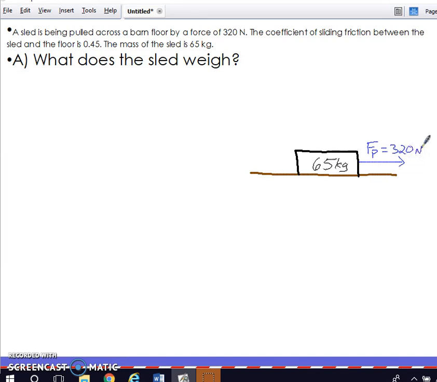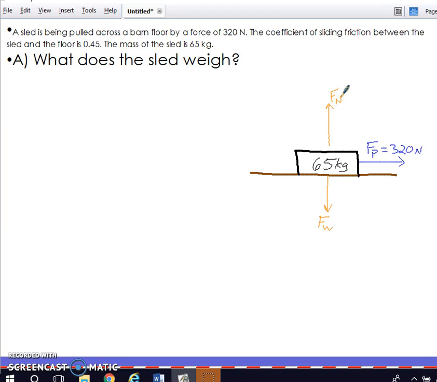A couple other forces that I know exist are the weight, FW, and that has to be countered by the normal force from the floor. All right. So I have three of these forces drawn.